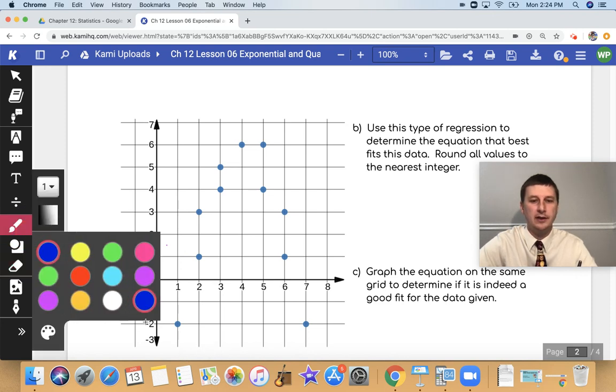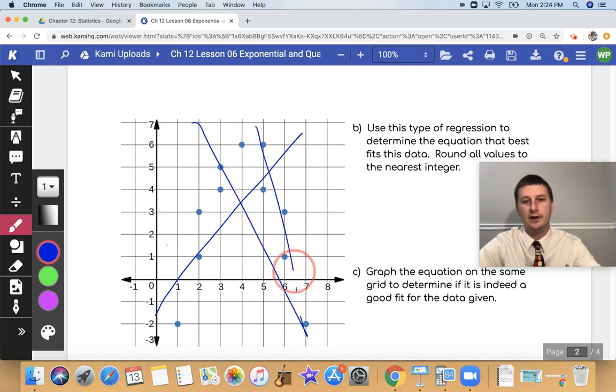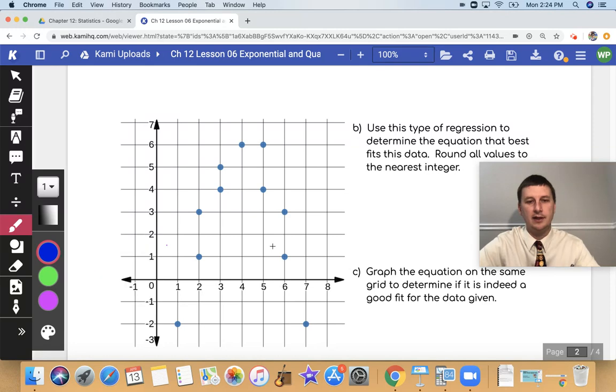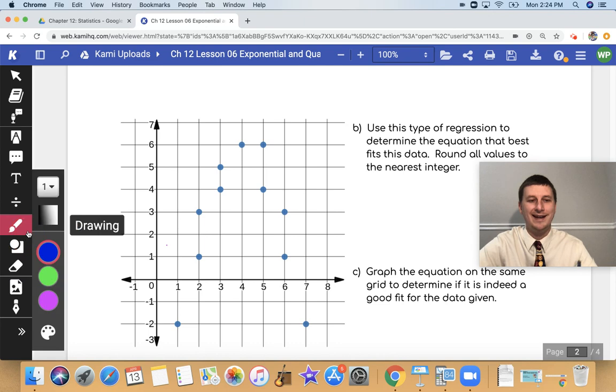So you could tell that this is definitely not a linear, because a linear would be a straight line. It doesn't look like anything over here. Like it might fit some of the points, but not all of the points. So we don't want linear. And at the same time, using the same thinking, we don't want exponential, because exponential would look like this or like this, and we can't get that to fit the curve either. So this is going to be a quadratic regression equation.